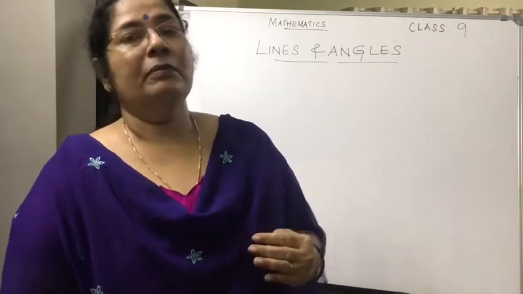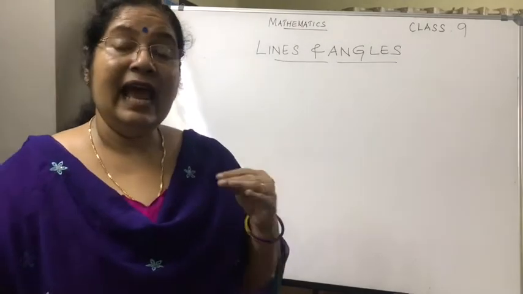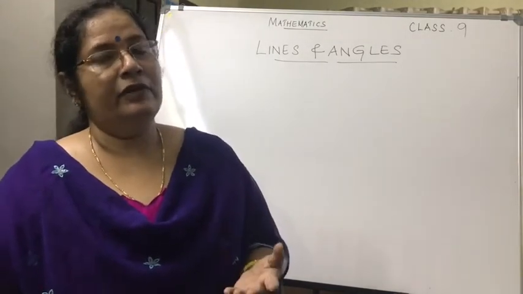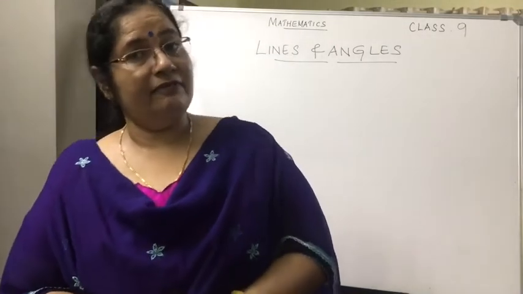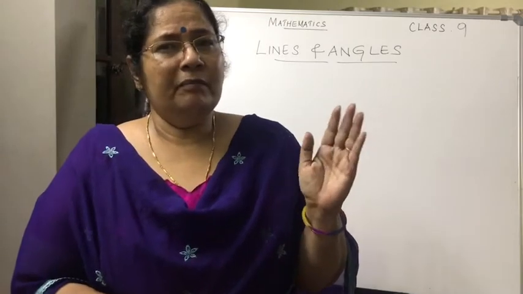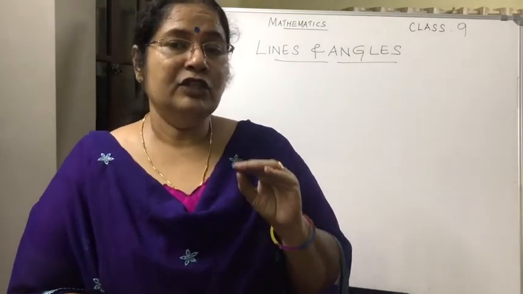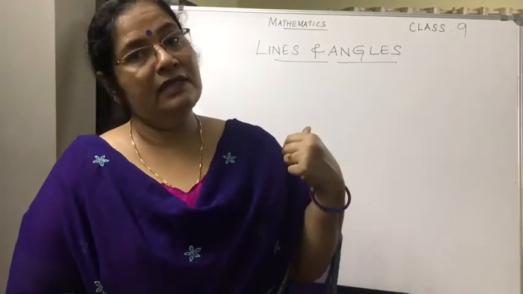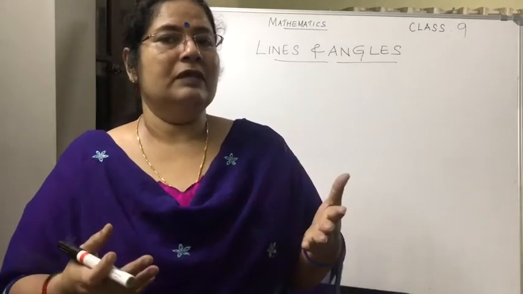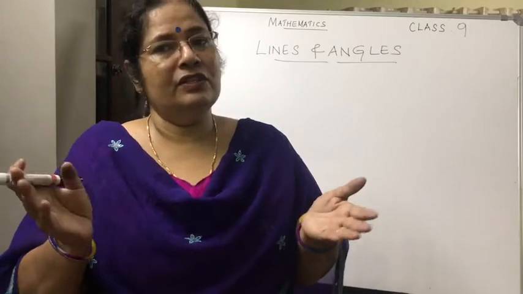So the first chapter for us in geometry is lines and angles. This concept we have already learned right from class 6. We'll just be brushing through the basic terms which we will come across in this chapter. You know all those terms. There is nothing new there, but we'll just go through them.